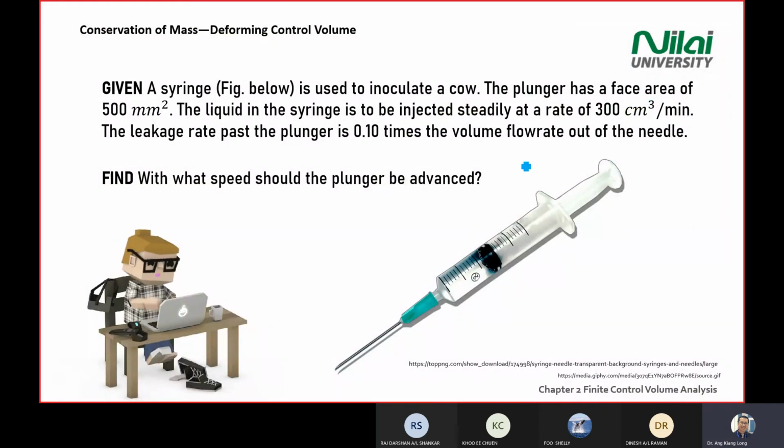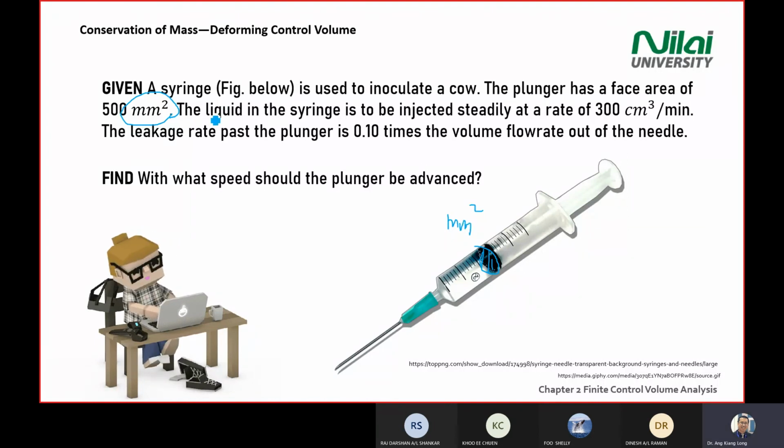Okay, let's look at one example, how the deforming equation can be used. This question is available in your tutorial, chapter 2, question number 15. Given a syringe that you see on your slides, it's used to inoculate a cow, but in this case, what is important is what's happening inside the syringe here. So given that the plunger has a face area of 500 mm square, which is here. You are given the area, be careful on the unit given. It is in mm square. Be careful on the unit.